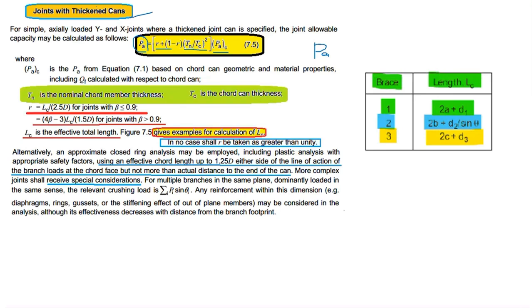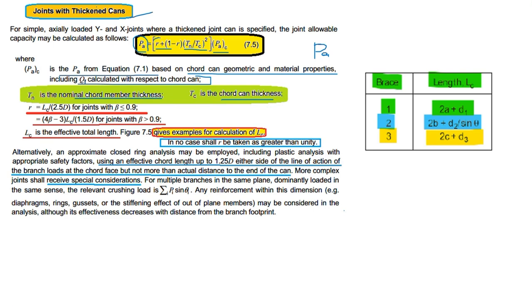formula, then we can get the PA value, updated PA value for the thickened can members. PA, like your previous equation, we are calculating based on the chord can geometric material properties, including QF calculated with respect to the chord can. Tn is the nominal chord thickness, Tc is the chord thickness. Tc is higher always, nominal will be less.